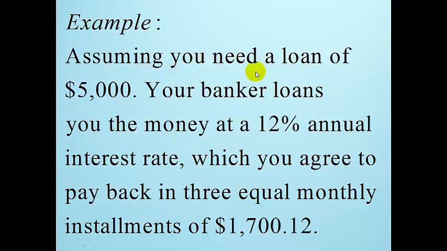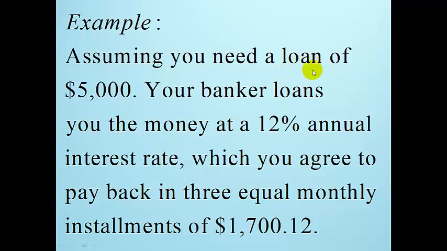Assuming you need a loan of $5,000, your banker loans you the amount at a 12% annual interest rate, which you agree to pay back in 3 equal monthly installments of $1,007.12. I go over the question again.